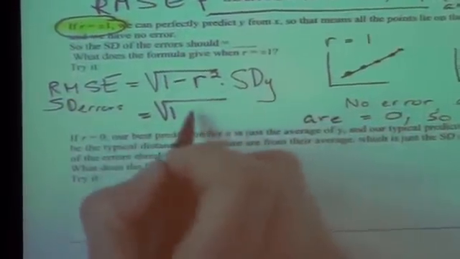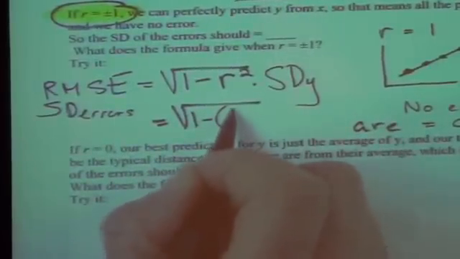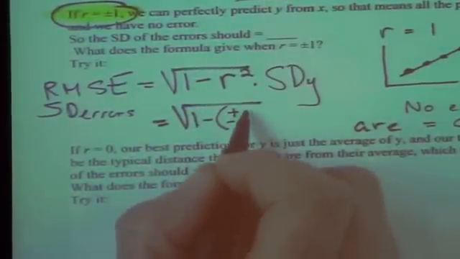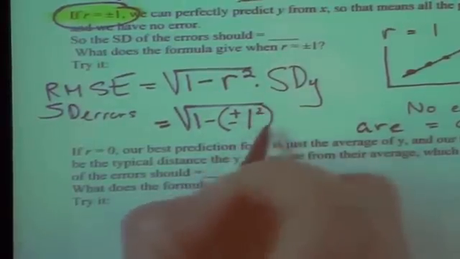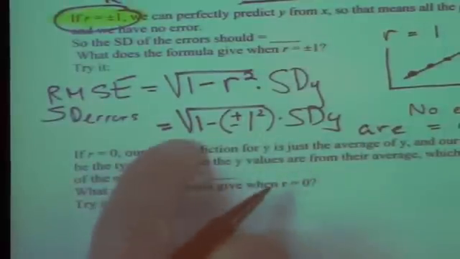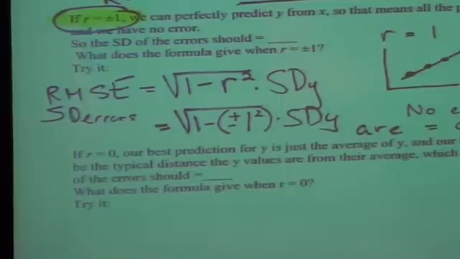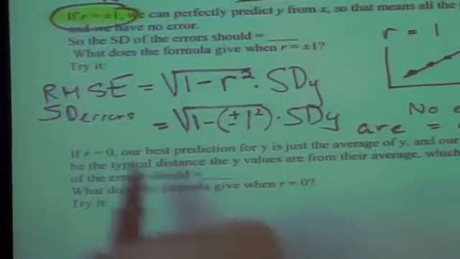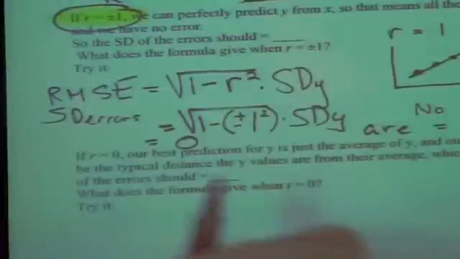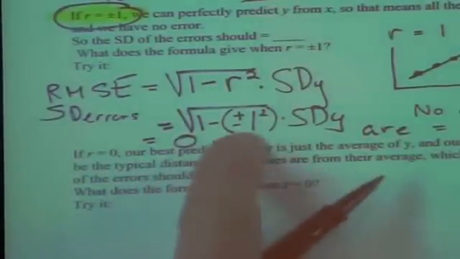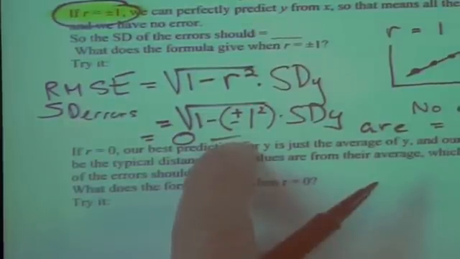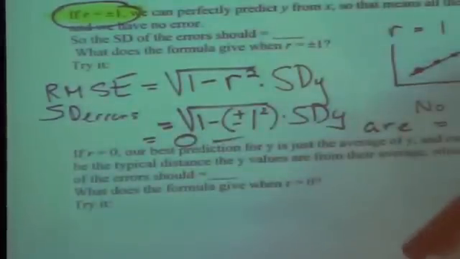It's 1 minus, let's see if it's plus or if it's minus. It doesn't matter. It's plus or minus 1 squared times the standard deviation of y. What's under the radical there? What is that? 1 minus 1. 0. What's the square root of 0? 0. 0 times anything is 0. So we get 0, and it checks out. Isn't 1 minus 1 0? Any questions on that? I just want to show you the formula works with your intuition.